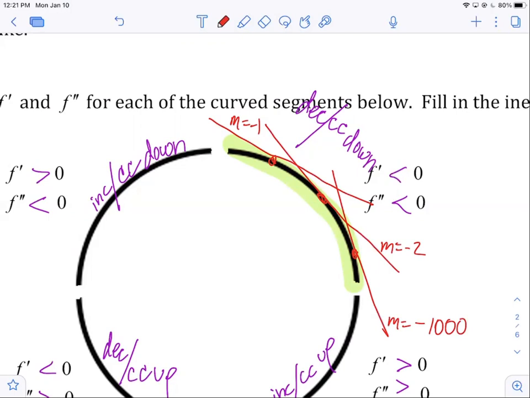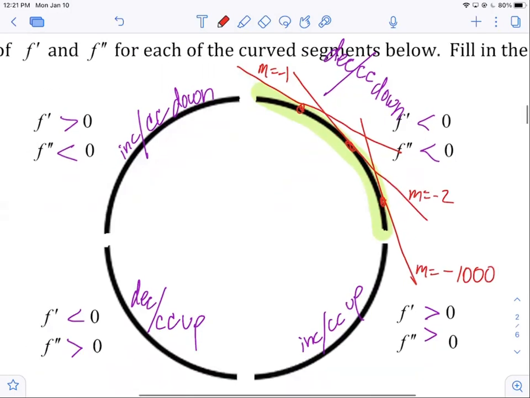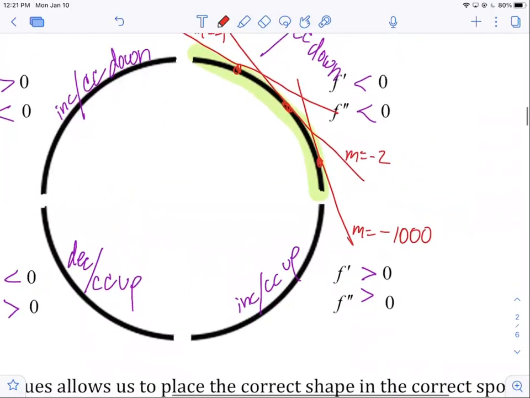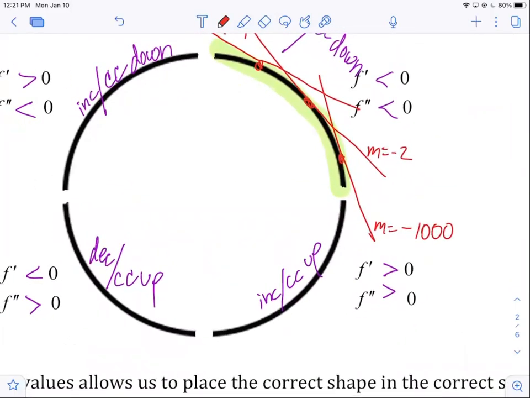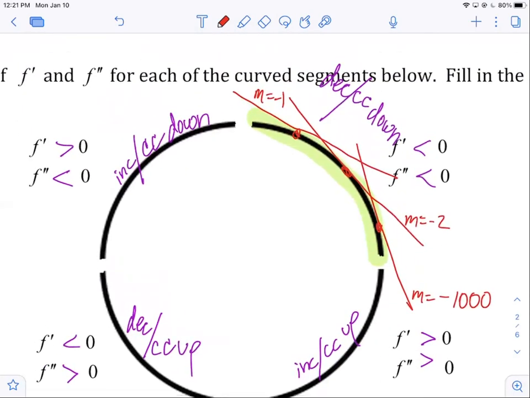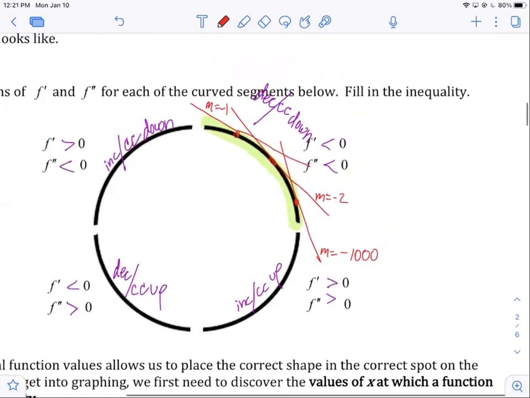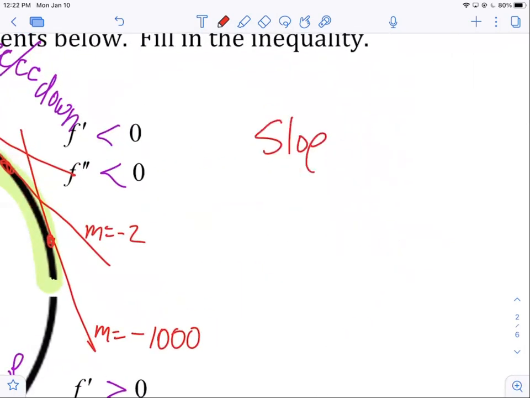What's happening to those numbers? Are they getting bigger or smaller? Those numbers are getting smaller. So even though the steepness is increasing, the slope is decreasing. This one is concave up, and this one is concave down. So just be aware of that. Let's write that over here: slope in this class is a vector.